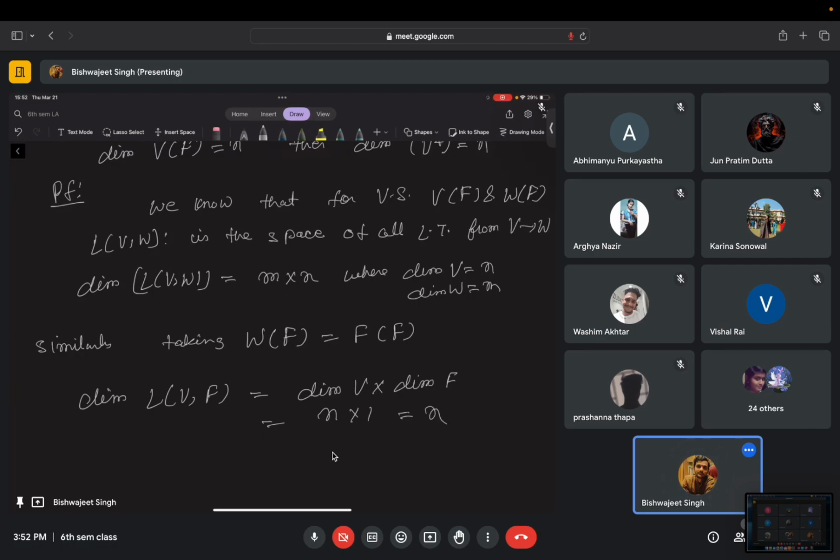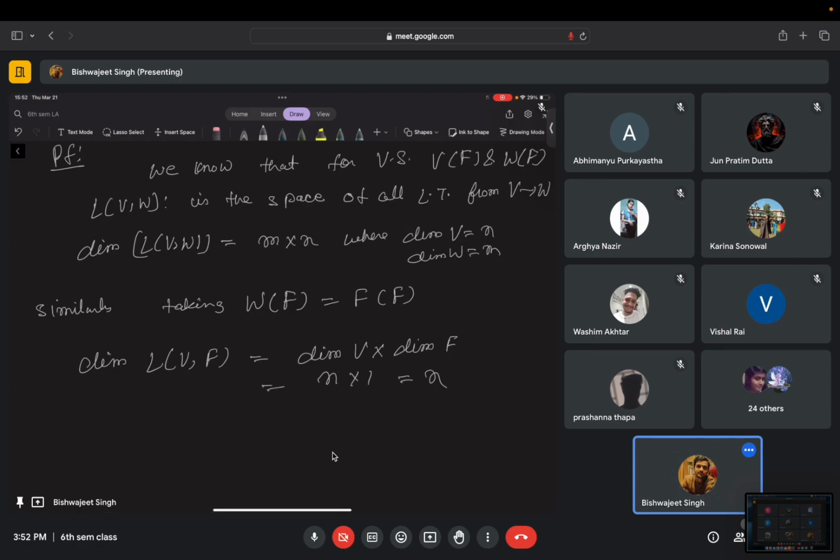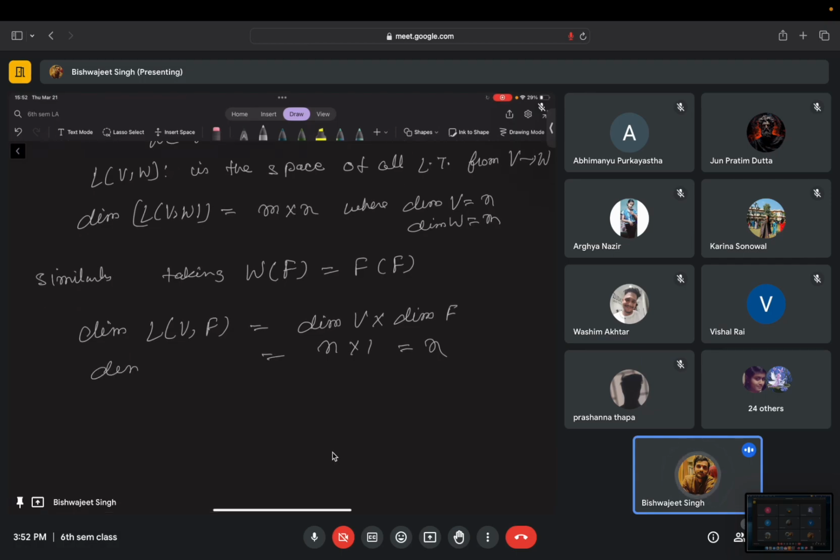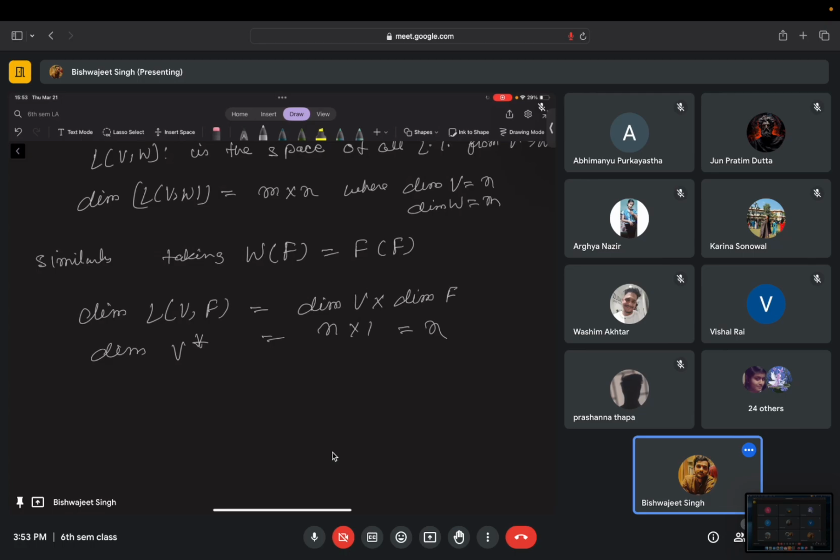Okay, so this is pretty simple. If V is a finite dimensional vector space with dimension n, then the dimension of its dual is also going to be n, and this is what we call the dimension of V star. So this V star is actually called the dual of V. It is nothing but the space of all possible linear transformations on that vector space V. Okay, so this is fine.